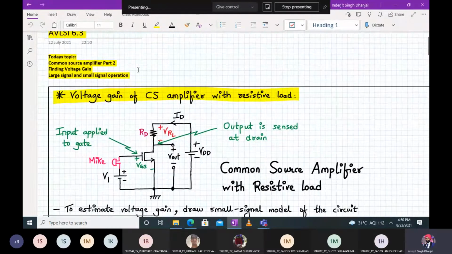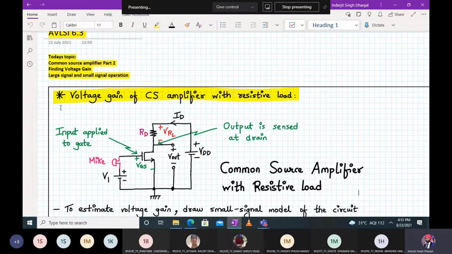So today's topic, which we are going to discuss, will be finding the small signal voltage gain, and also differentiating, conceptually as well as in the form of equations, what the large signal and the small signal operation for an amplifier is. What it means when we say large signal and small signal operation.